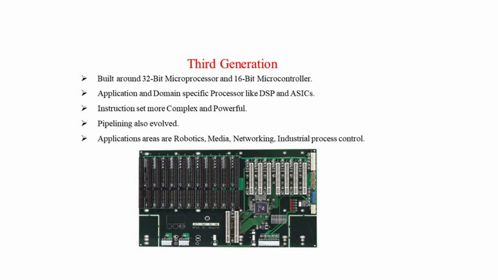Next comes the third generation embedded systems. These are built around 32-bit microprocessors and 16-bit microcontrollers. And here we will use application domain specific processors like digital signal processors and application specific integrated circuits. And the instruction set is much more complex here compared to the second generation and the first generation. And it is powerful also. Even though it is complex, it is powerful. It has many other features compared to the second and first generation.